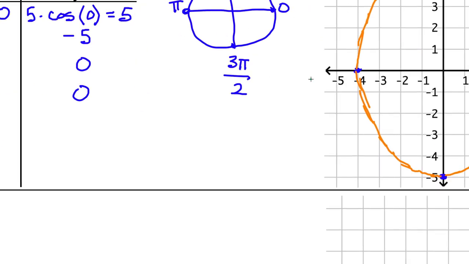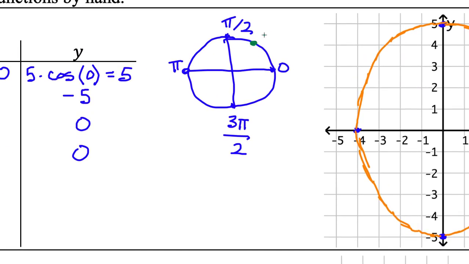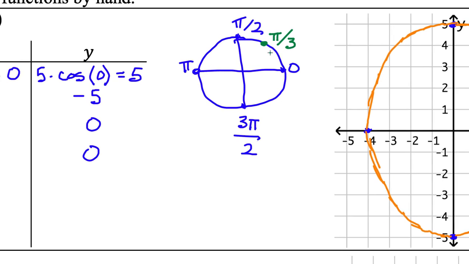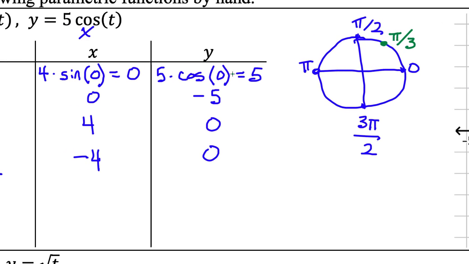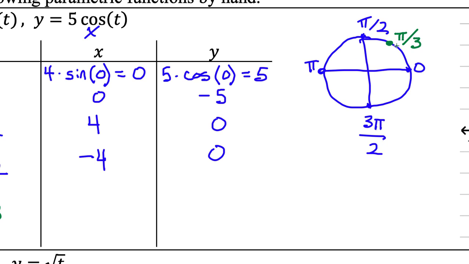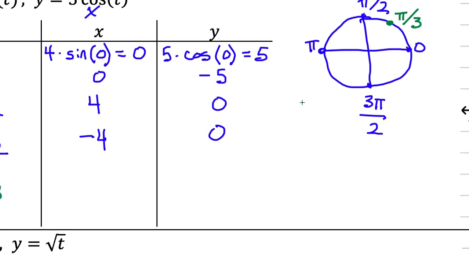Pi over 3 lives right here. That's pi over 3. So if I do the x-coordinate of pi over 3, that's 1/2. X-coordinate is cosine. So 5 times a half is 2.5.